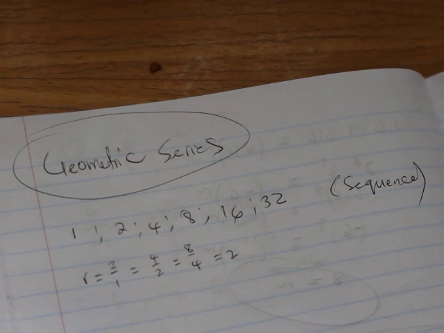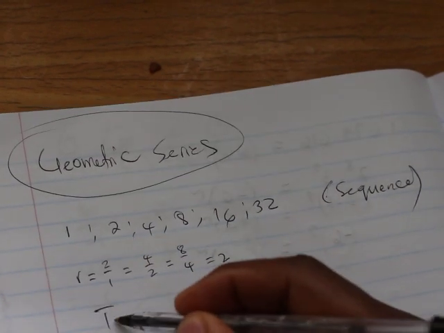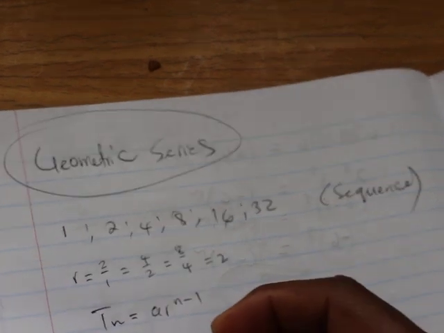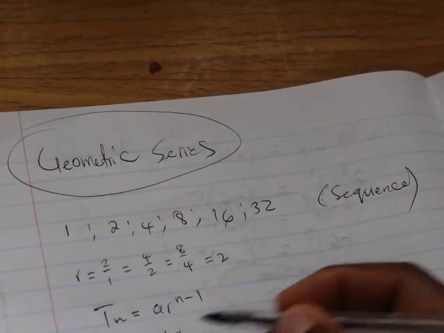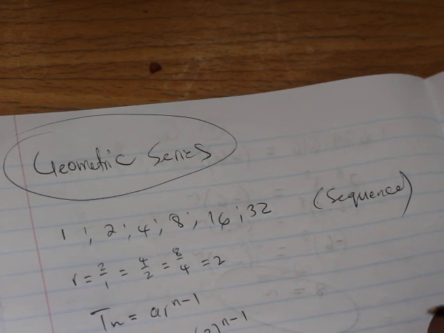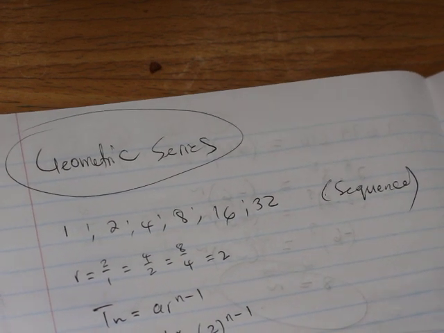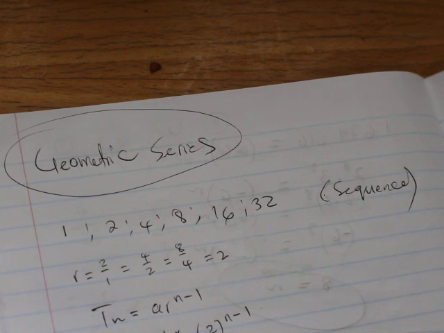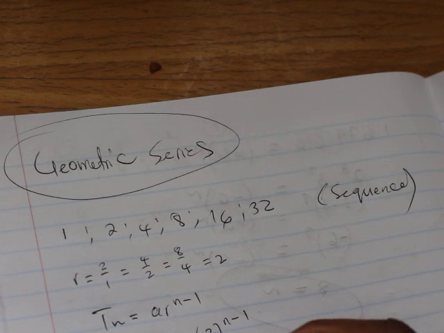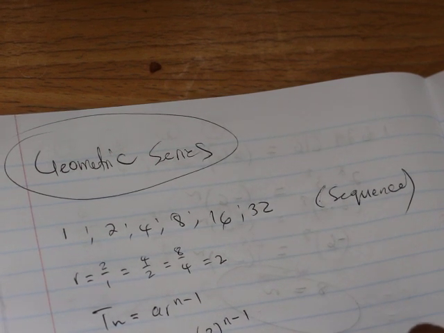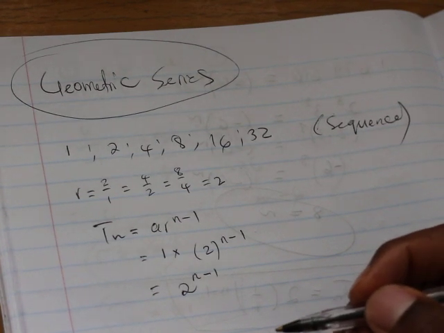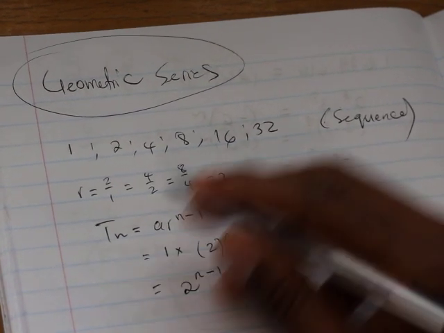So now we know that the general term is given by a r to the n minus 1. The first term is 1, times r, which is 2, to the exponent n minus 1. That becomes just 2 to the exponent n minus 1. So that is our general term for the sequence.